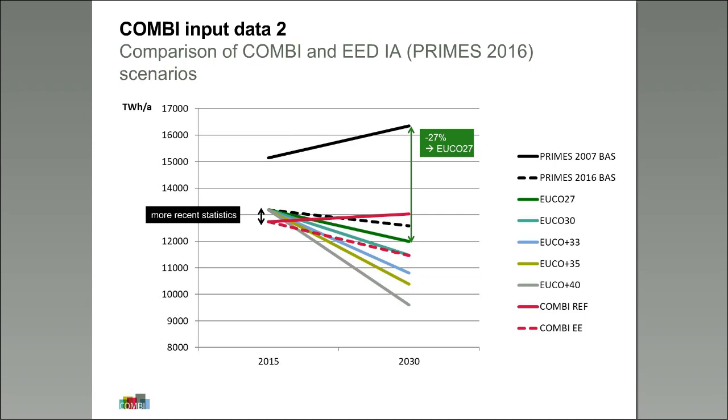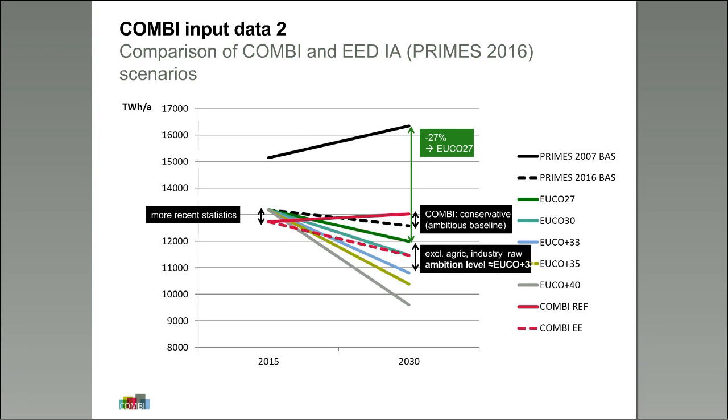Then the COMBI efficiency scenario that results from all the additional actions that we might implement is very comparable to the UCO 30 scenario, meaning a 30% energy saving target. But if you look at the savings, at the spread between the reference and the efficiency scenario, the COMBI scenario is more comparable rather to the 33% energy savings target.